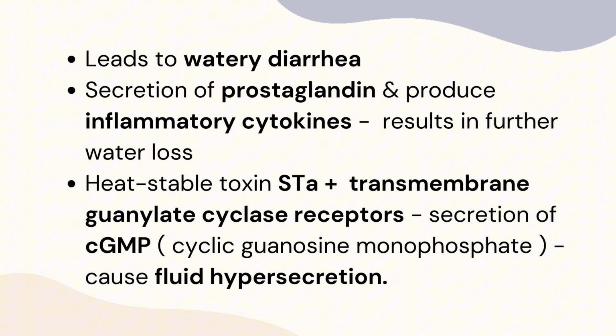Now in case of stable toxin, heat stable toxin A is a small peptide. It interacts with transmembrane guanylate cyclase receptors and that will lead to the secretion of cGMP, cyclic guanosine monophosphate, and this will cause fluid hypersecretion. Fluid hypersecretion means it is the excessive secretion of fluids by cells or tissues in the mucosal surfaces of organs such as gastrointestinal tract or respiratory tract. This condition can lead to increased fluid accumulation in these organs and disrupt the normal physiological functions.